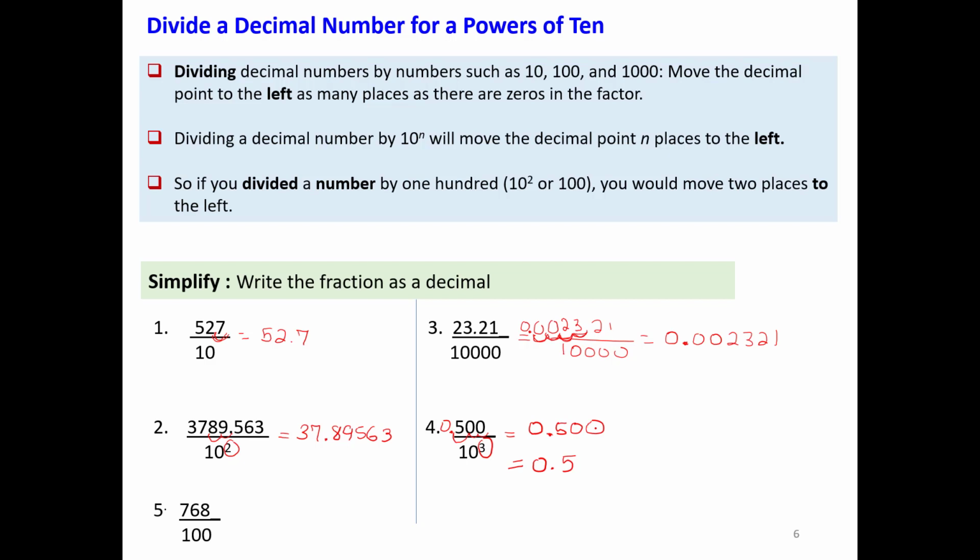The last one, and we need to move the decimal point 2 places. Then we have 2 zeros. Let's divide by 100. And here is the decimal point, 1, 2. Then the answer is 7.68.